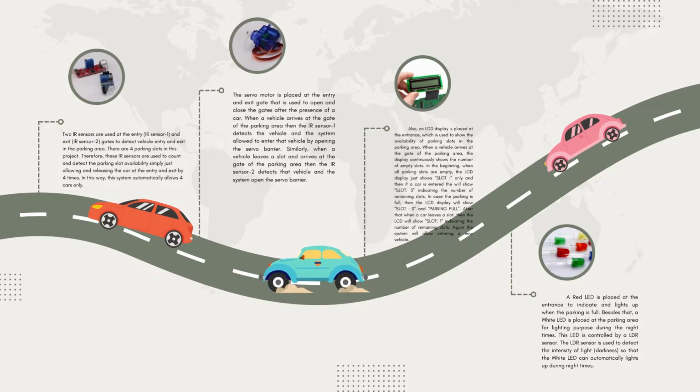A red LED is placed at the entrance and lights up to indicate when the parking is full. Besides that, a white LED is placed at the parking area for lighting purposes during the night. This LED is controlled by an LDR sensor. The LDR sensor is used to detect the intensity of light and darkness so that the white LED can automatically light up during night times.